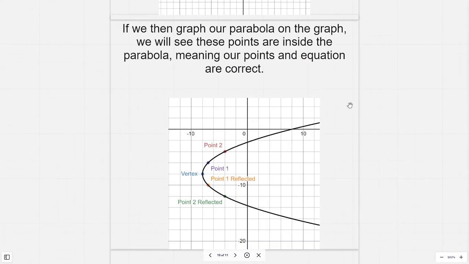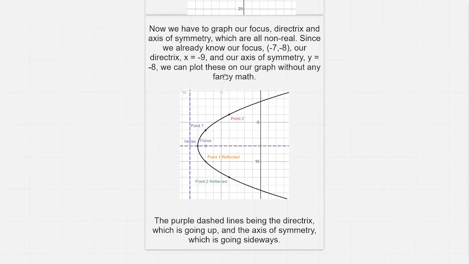If we then graph our parabola on the graph, we can see that these points are inside the parabola, meaning our equation and points are correct. Now we can graph everything else, our focus, directrix, and axis of symmetry, which we already found. The purple dashed lines are the directrix, which is going this way, and the axis of symmetry, which is going this way.